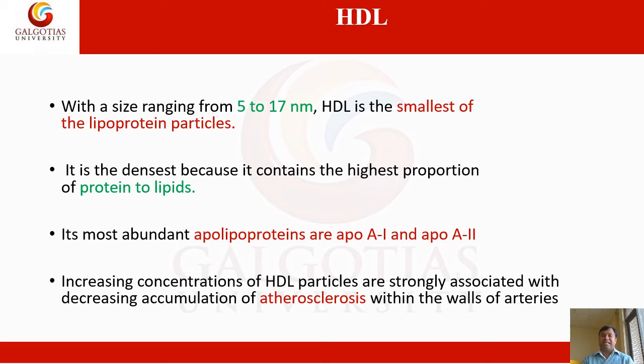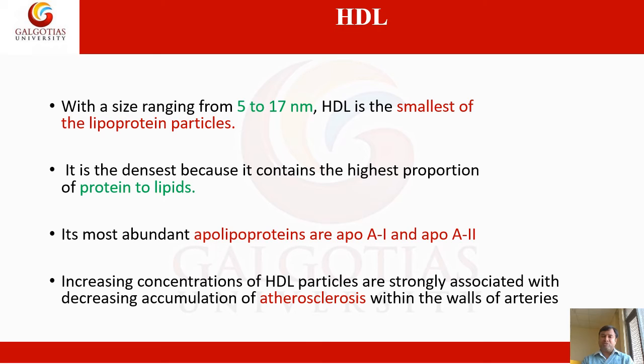While we can see here in the LDL it is ApoB100 and ApoC2, while in the HDL A1 and A2 are present. So this is the difference between HDL and LDL, VLDL. Increasing concentration of HDL particles is strongly associated with decreasing accumulation of atherosclerosis within the wall of the artery. If you remember, when cholesterol is deposited in the blood vessels, especially in the endothelium layer of the blood vessels, it is called atherosclerosis.